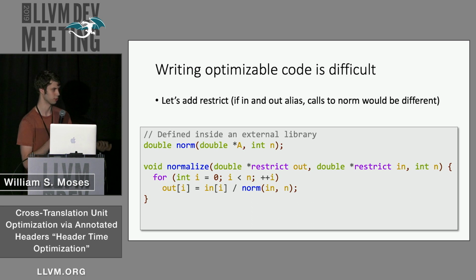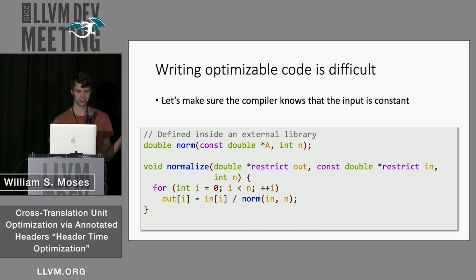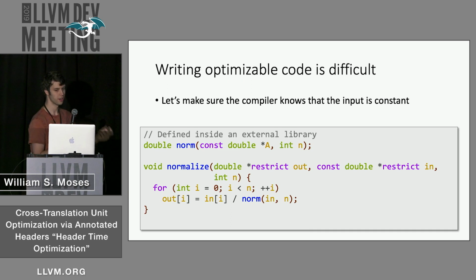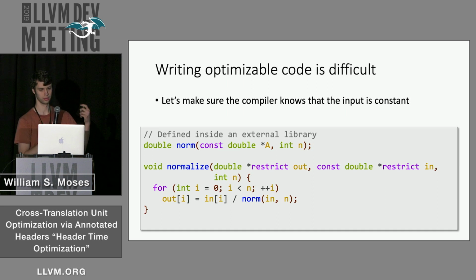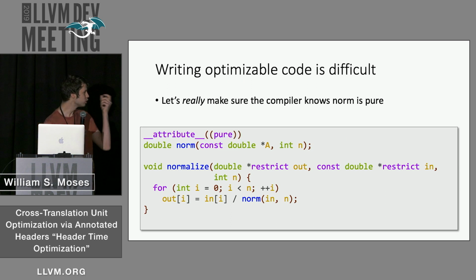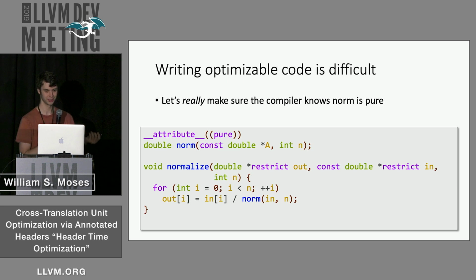Unfortunately, this doesn't quite work yet, so let's make sure that the compiler now knows that the input is actually constant. Since we're not actually changing the value of the pointer a inside of norm or inside of normalize, maybe it'll now do it. Unfortunately, that still doesn't happen. Let's really make sure that the compiler knows that the call to the norm function is pure. We added that attribute pure on top of it. So now theoretically it's pure and we should be able to hoist it outside.